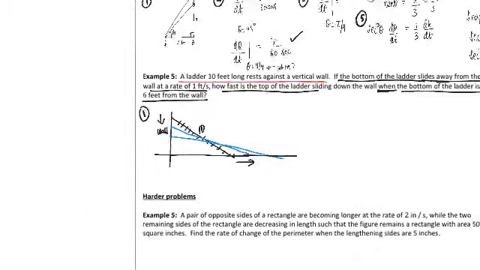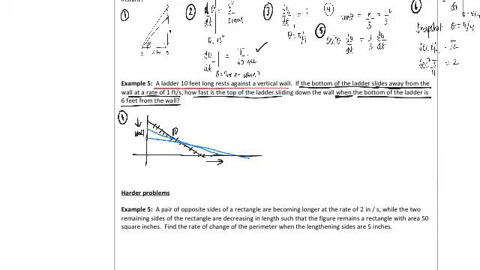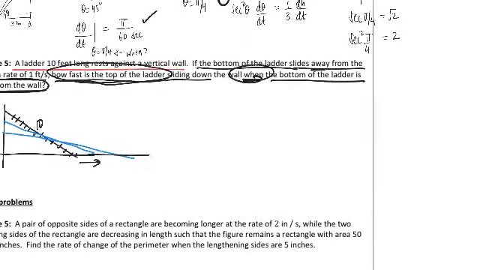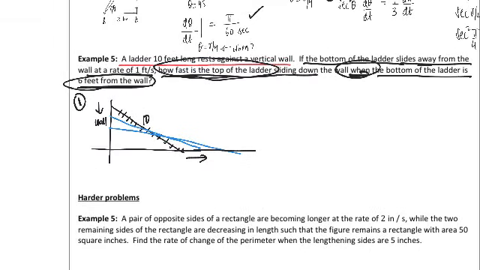And so they're asking about those two related rates. It says how fast is the top sliding down when the bottom is 6 feet from the wall, and we also are given the rate at which the bottom is sliding away from the wall. That's 1 foot per second, okay?